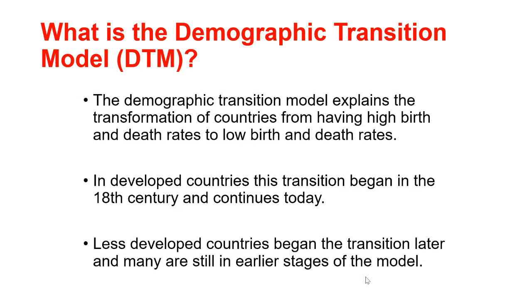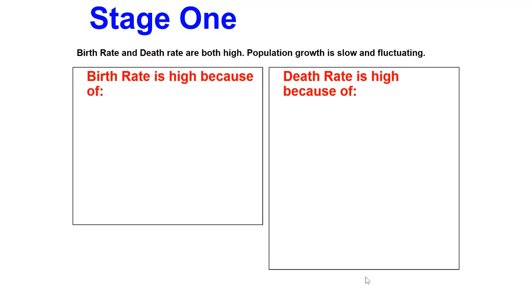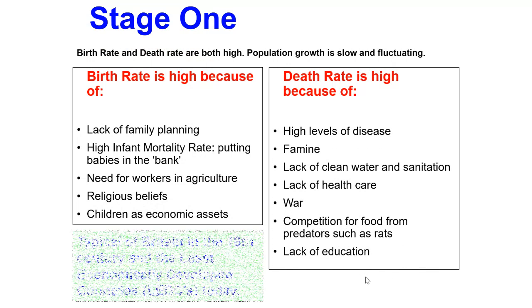Just a couple quick facts about the demographic transition model. You can pause it here if you want to look a little bit more. It was developed in the early 1900s. It wanted to show why countries developed at a certain rate, but also why populations developed at a certain pace. Stage one is very simple.